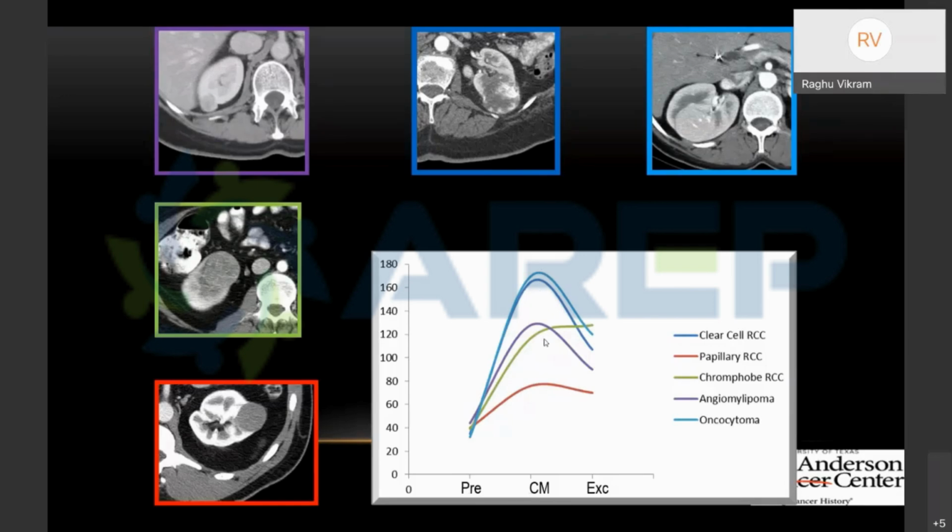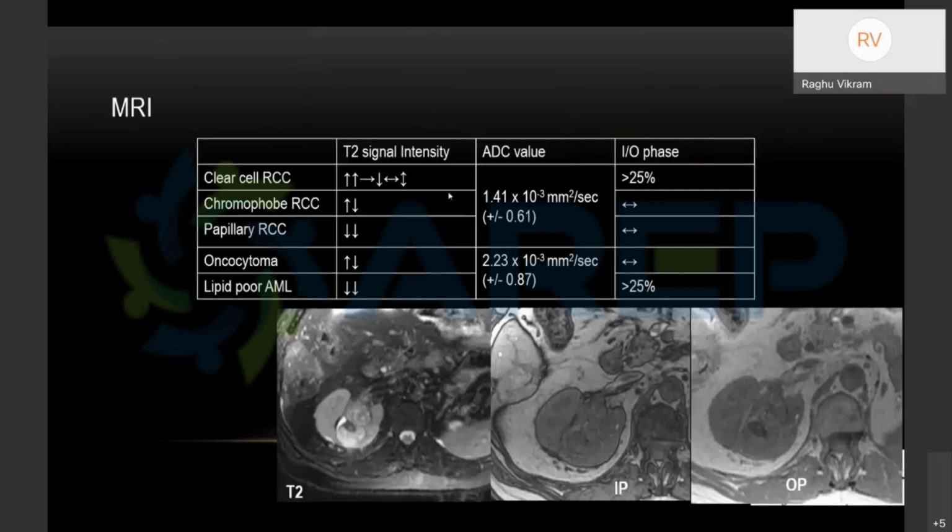Now these are all investigational questions. For example, you can do an MRI. The MRI gives you a lot of different things, like there is a T2 weighted signal intensity, there is an ADC value, there is an in and out of phase. For example, this is a patient with clear cell renal cell carcinoma. The T2 signal is usually increased. When I say higher, it is compared to the rest of the renal parenchyma. In some cases, it can be decreased or it can be isointense, but most of them are hyperintense to that of the renal cortex.